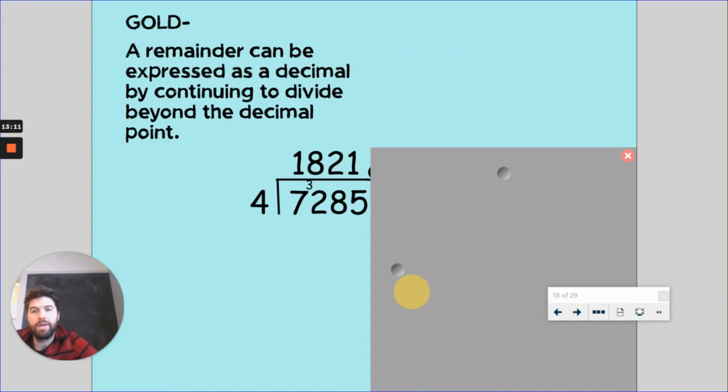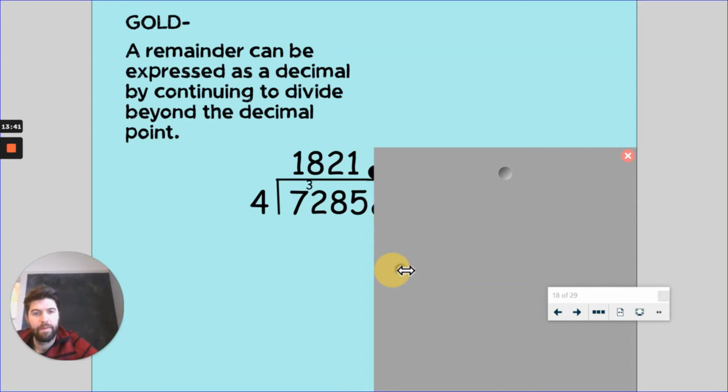Gold can be expressed as a decimal by continuing to divide beyond the decimal point. So after we get to the ones column, we're going to keep dividing. So here we have 7285 divided by 4. I've made my way through it. I've got to the point here where I've divided 4s into 5. Look, I've made 1, and then I've got 1 left, haven't I? I've got 5. I've made a group of 4. I've got 1 left.